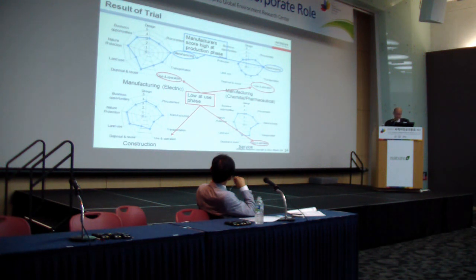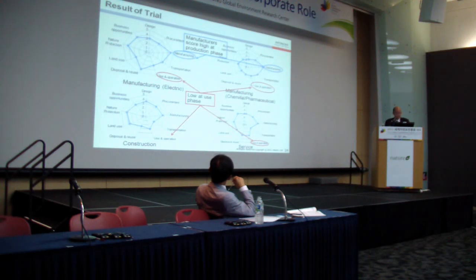And in the case of chemical and pharmaceutical companies, manufacturing especially has a high score. And the construction company is well balanced. And in the service sector, transportation is small, but it's not a problem. But use and operation have the highest mark there. So there is a difference from sector to sector.